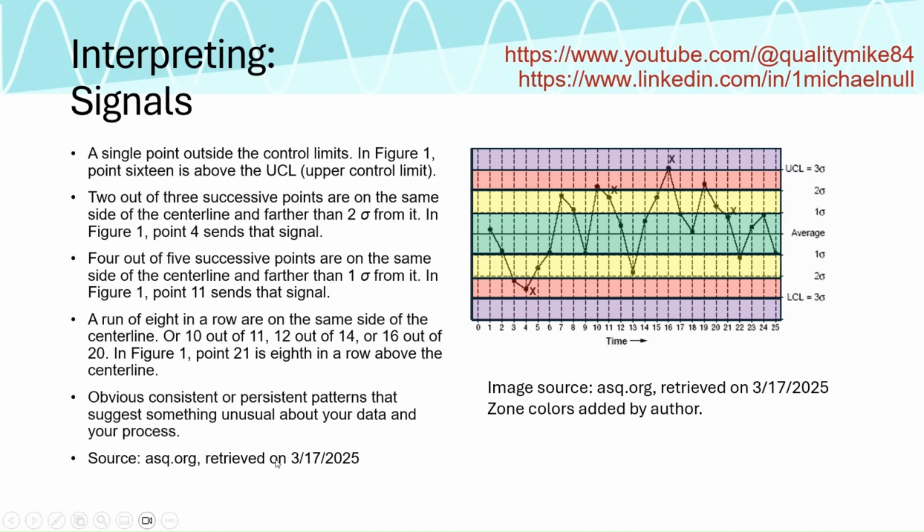So interpreting the signals, I'm not going to read this whole thing to you, but for example, up here at point 16, we have a measurement that's outside the upper control limit. That indicates something unusual has happened that warrants investigation. There's other signals. For example, if you have 2 out of 3 points on the same side of the center line, further than 2 sigma from the center line, that means something odd's happening right there too. And then there's some other rules as well.